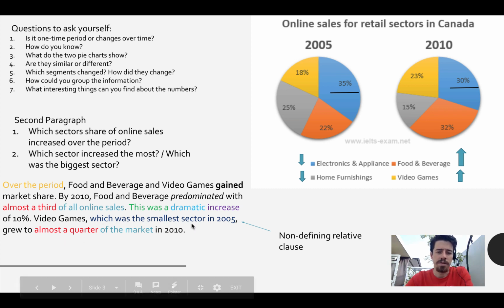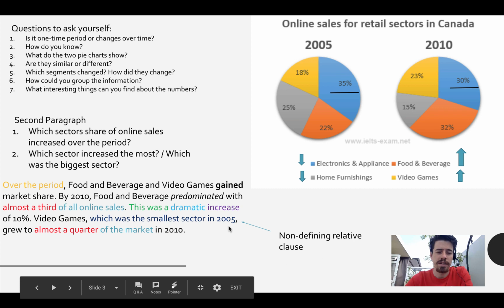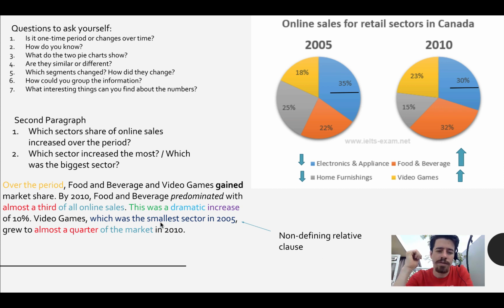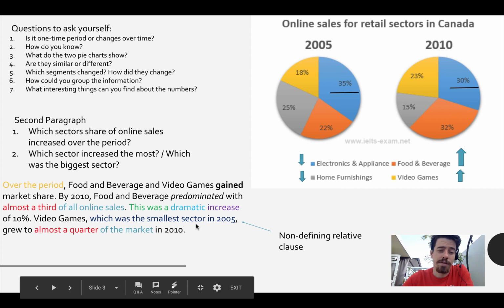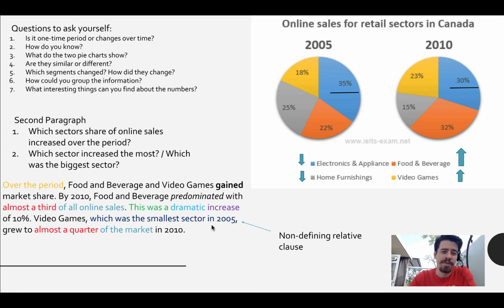Okay, we've also used non-defining relative clauses. So this is just adding extra information. So this is very useful for combining ideas into one sentence. So if you've got questions about how to do this, feel free to put them in the comments below.